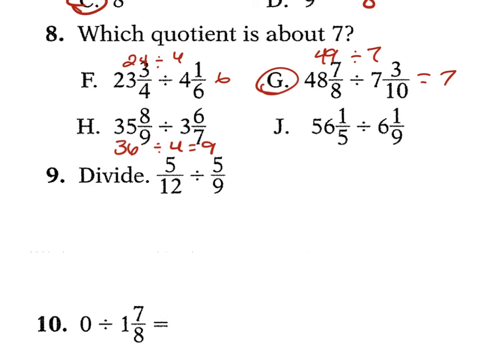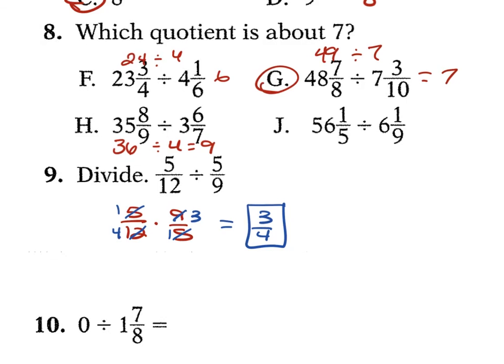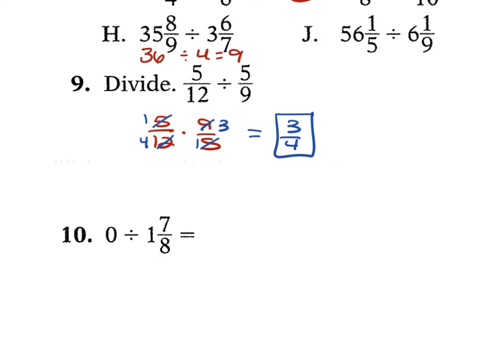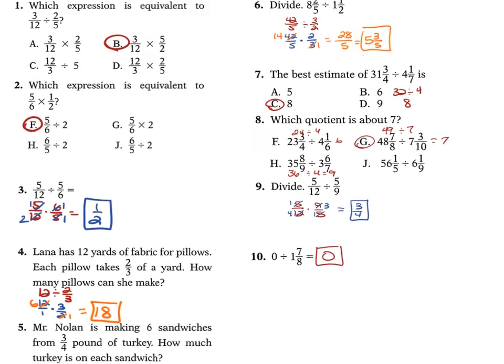For 9, we're dividing 5 over 12 by 5 ninths. So this is going to be 5 over 12 times 9 over 5. The 5s become 1s, the 12 becomes 4, 9 becomes 3, so that's just 3 fourths. And for 10, we have 0 divided by 1 and 7 eighths. 0 divided by anything is 0. You cannot divide something by 0, so 0 divided by anything is 0. If you had something divided by 0, it would be undefined.